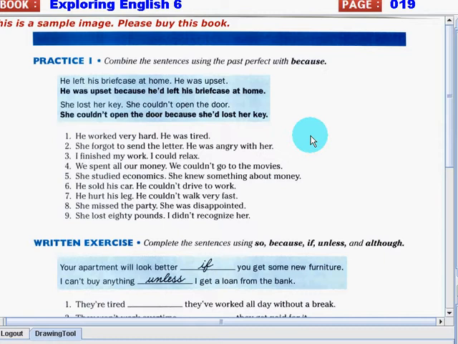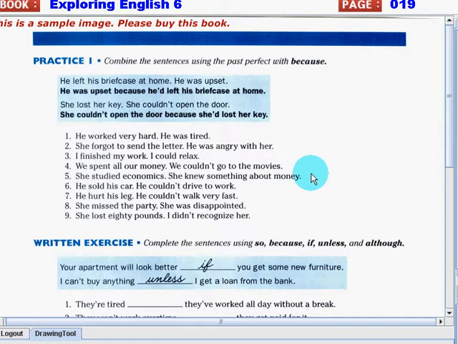She forgot to send the letter. He was angry with her. He was angry with her because she had forgotten to send the letter. I finished my work. I could relax. I could relax if I had finished my work. Or I could relax because I had finished my work. We spent all our money. We couldn't go to the movies. We couldn't go to the movies because we had spent all our money.